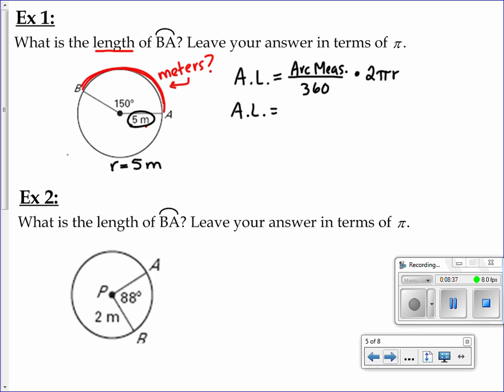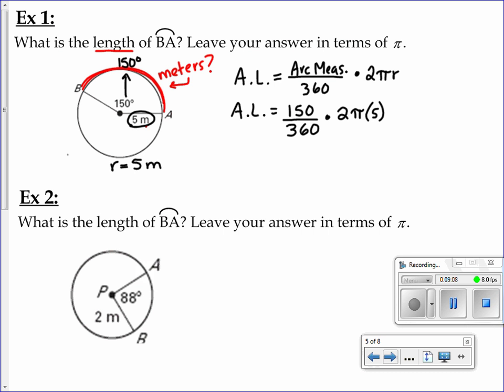But what is the measure of the arc? Well, if my central angle is 150, the measure of the arc will be 150. So it's always going to be the same as the central angle. So you can just say it's 150 over 360. That's my fraction. And now I'm going to multiply it with 2 times pi times 5, because that's the radius, in order to get the circumference. Okay, so let's simplify this.